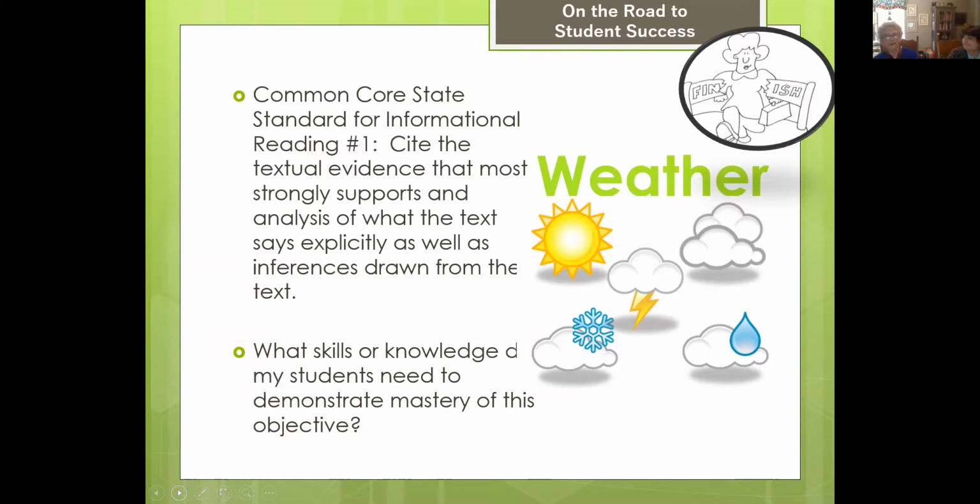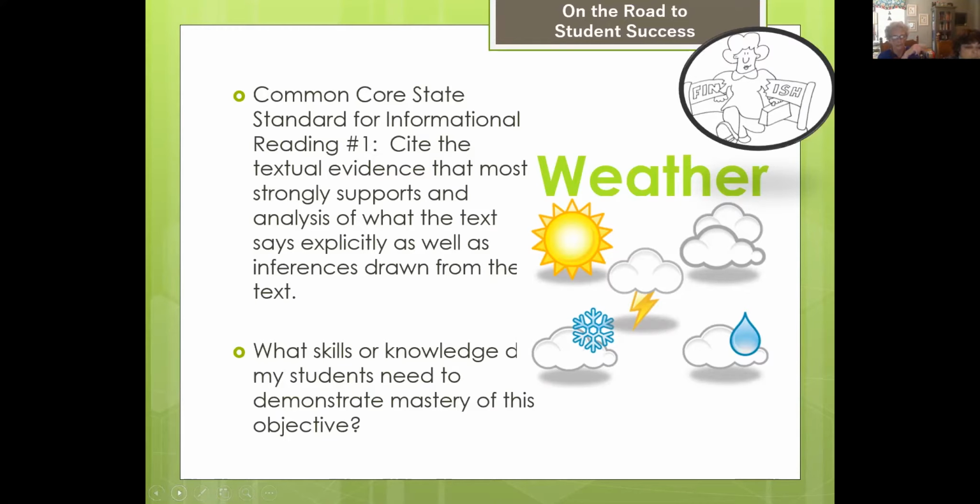I used to say find supporting details. Now I say cite textual evidence. But cite textual evidence that most strongly supports the analysis of what the text says explicitly, as well as inferences drawn from the text. The problem is that that doesn't tell us what the kids need to demonstrate mastery of this objective. What skills do they need to have before it even starts?